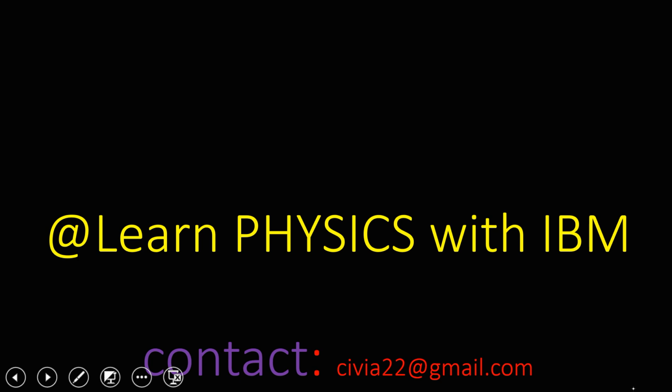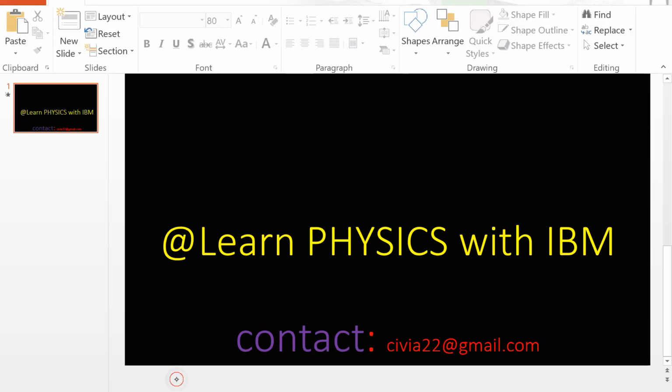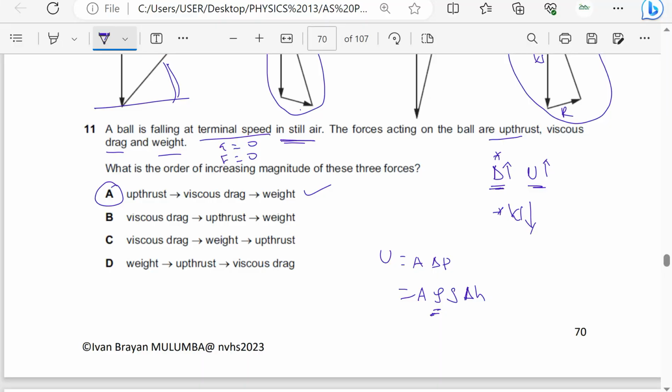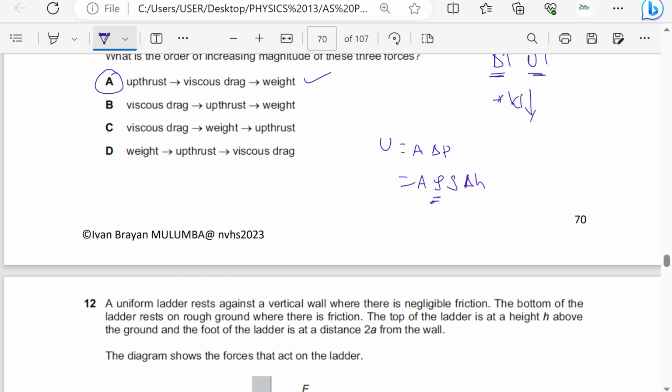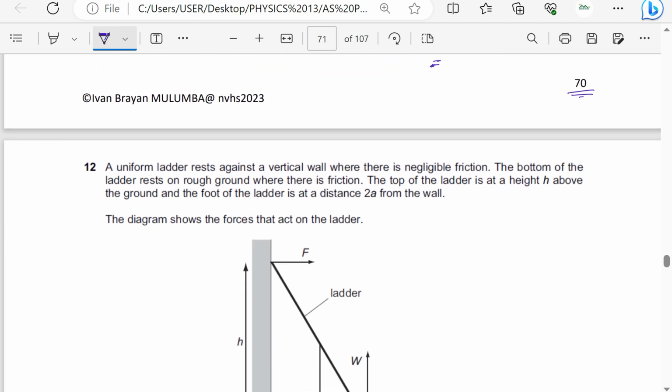Let's go back to parts. I think this is going to be part 9 of solved past paper questions. This is force, density, and pressure. I think in part 8, we stopped on page 70. So let's start part 9.